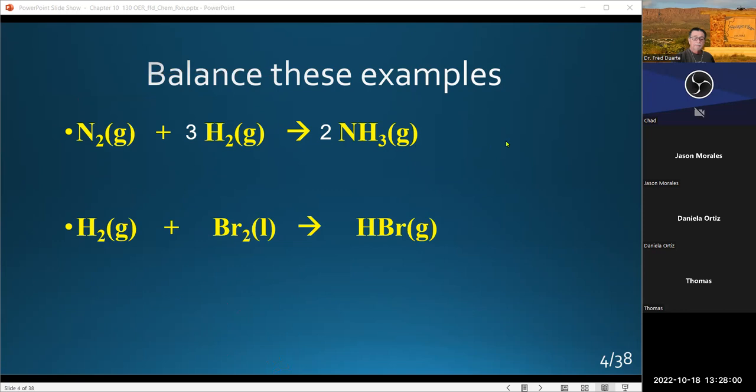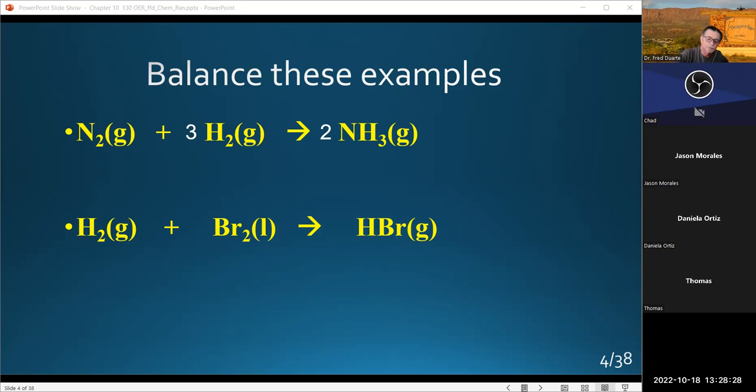All right, here we have hydrogen in the presence of bromine. Okay. Again, it could be worded like that. Gives you hydrogen bromide. Okay. If this was an aqueous solution, it would be called hydrobromic acid. Okay. So this is hydrogen bromide because it's in gas physical state.